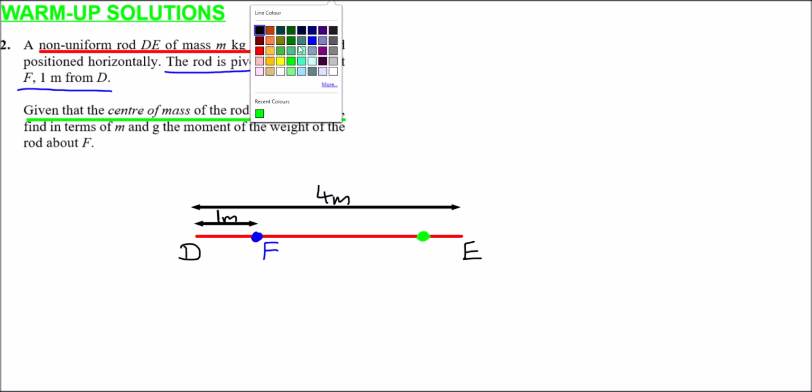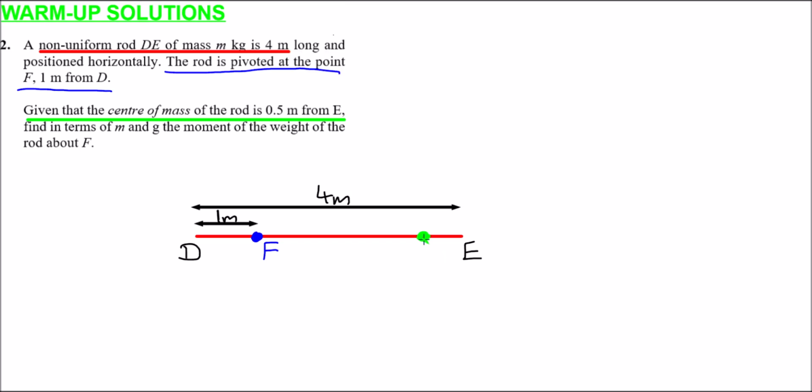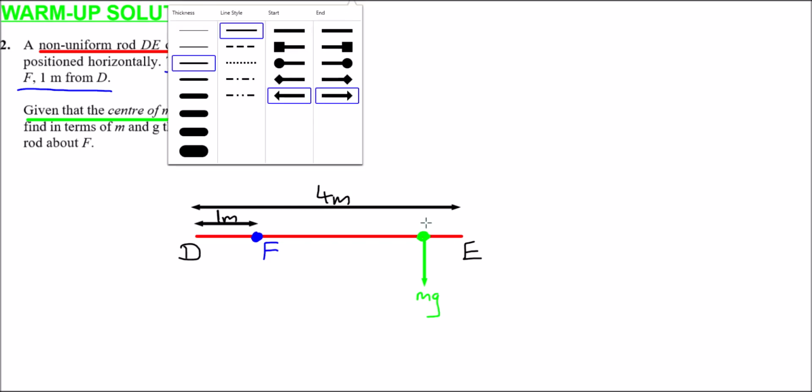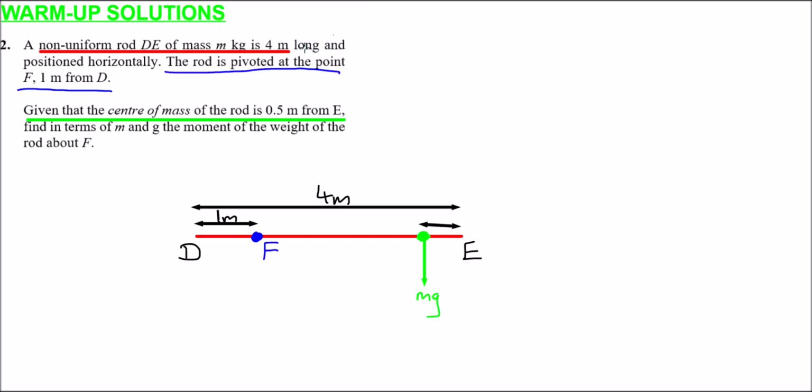Therefore, the force due to its weight is mg acting downwards at this point here, which is 0.5 metres from E. And again, because we know the distance from E, let's label that on. So that's 0.5 metres away. It's always worth investing the time doing a carefully labelled force diagram.